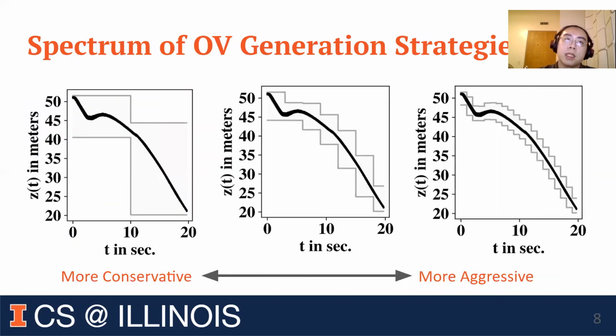So given the reachability analysis result, we actually see a spectrum of different OV generation strategies. On the left-hand side, we can use fewer time points with larger regions to produce more conservative operation volumes. On the right-hand side, we can use more time points with smaller regions so that it occupies less region of airspace. We call this the more aggressive approach. We will further discuss the comparison between conservative and aggressive strategies in the experiment section.